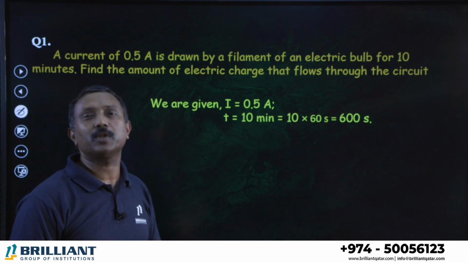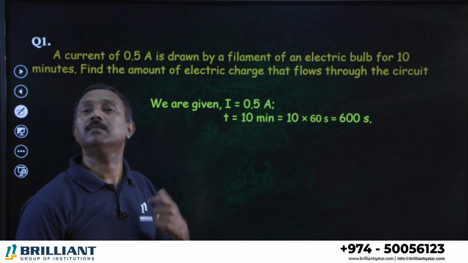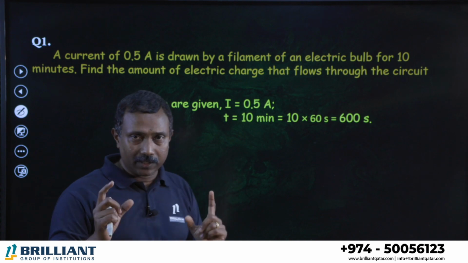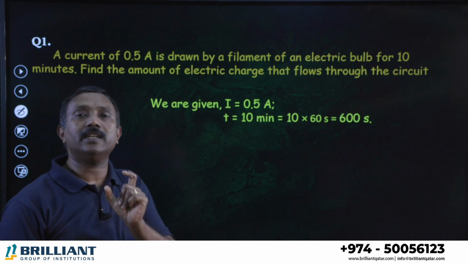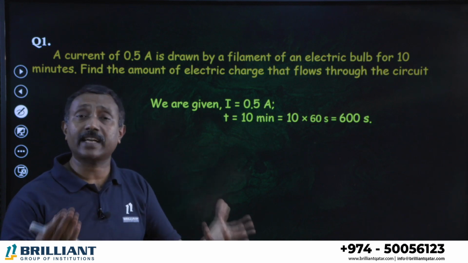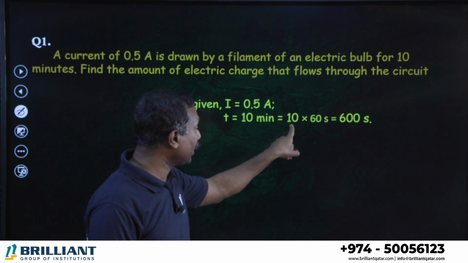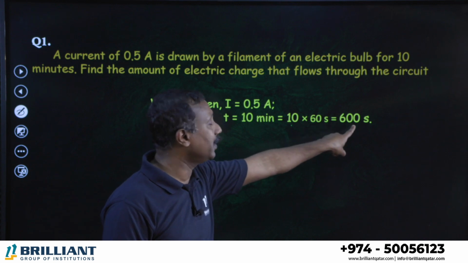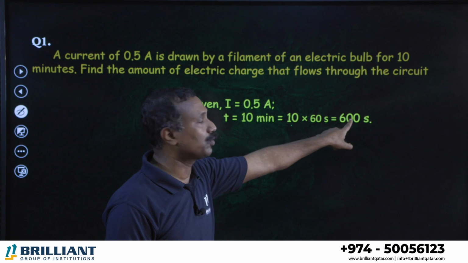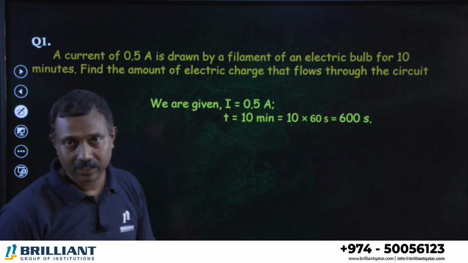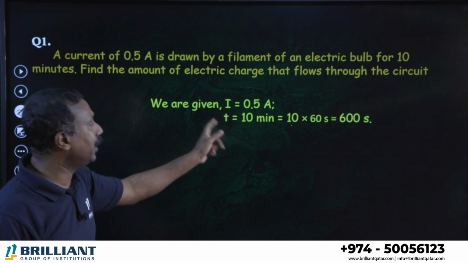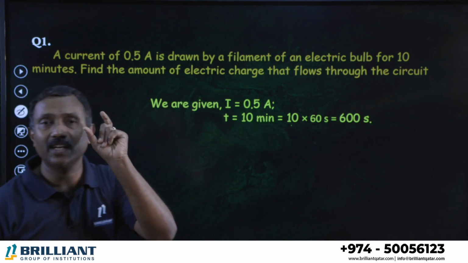But in the SI system, you know that time is not measured in minutes. So we want to convert it into seconds. In 1 minute, everybody knows there are 60 seconds. Like that, in 10 minutes, how many seconds will there be? We should multiply this 10 with 60 seconds. That will give the time in seconds. So 10 into 60 is equal to 600 seconds. So the time duration for which the current is maintained inside the filament of the bulb is 600 seconds.